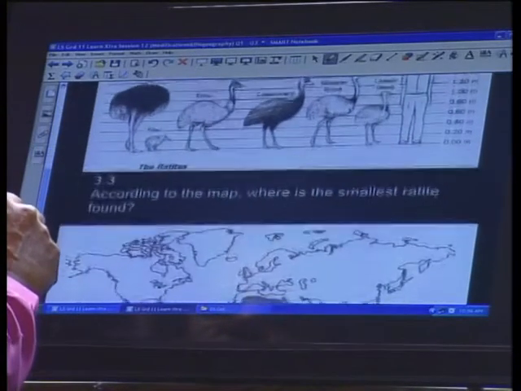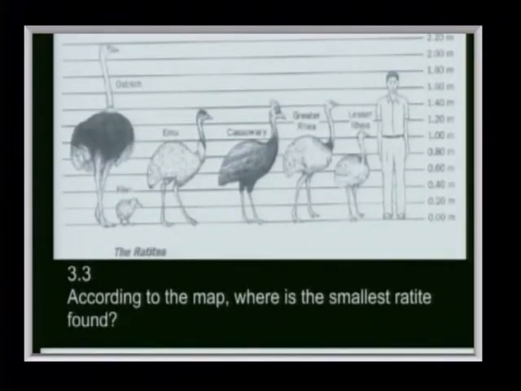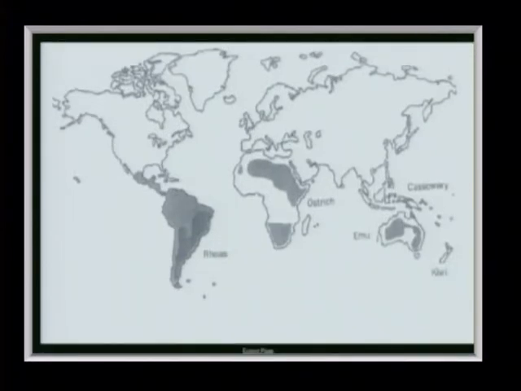Let's go to question 3.3. So according to the map, where is the smallest ratite found? So here we are linking. There we go. You can see the smallest living ratite is of course your kiwi. We know the kiwis from the sports, and so that automatically tells us that it is found in New Zealand. So that would then be our answer there. Let's move on to question 4.